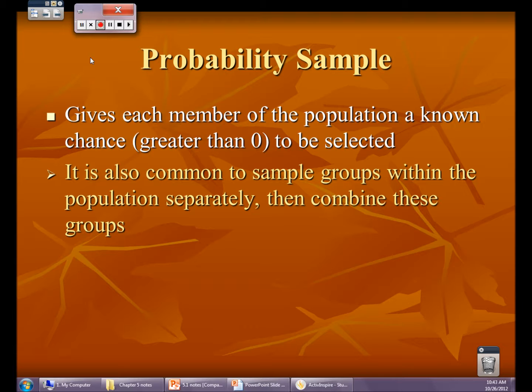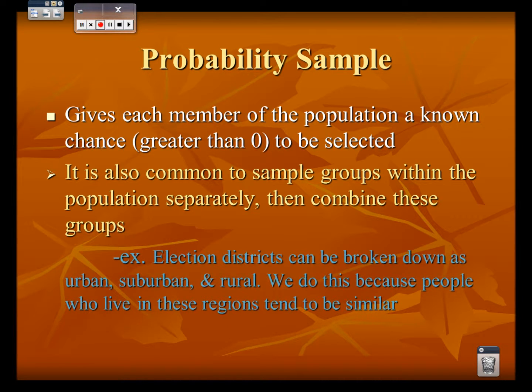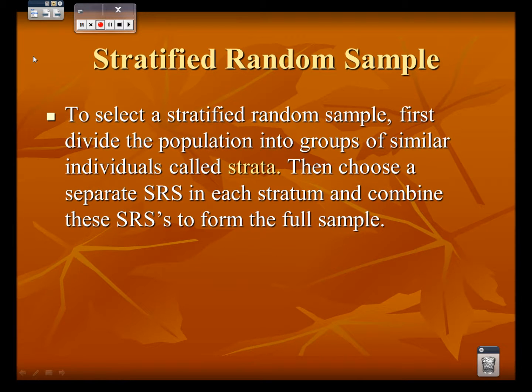I can create a list of random digits where everyone's given a specific number that corresponds to them, but I'm going to purposely give farmers twice as much of a chance. A stratified random sample.